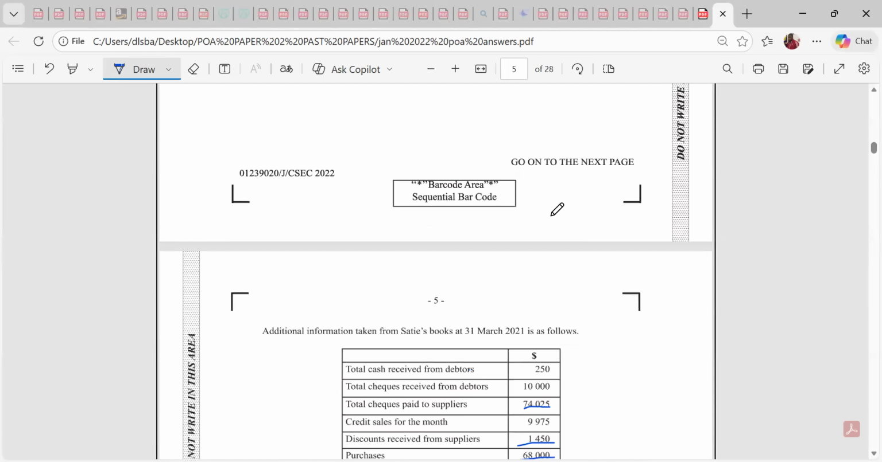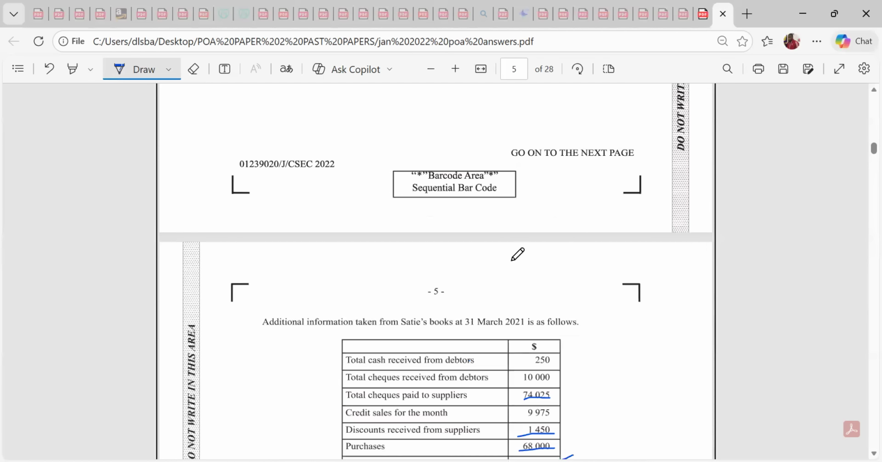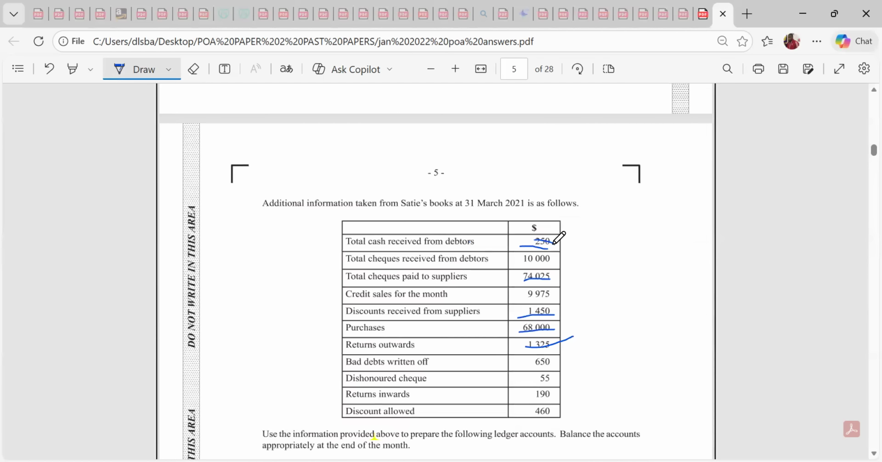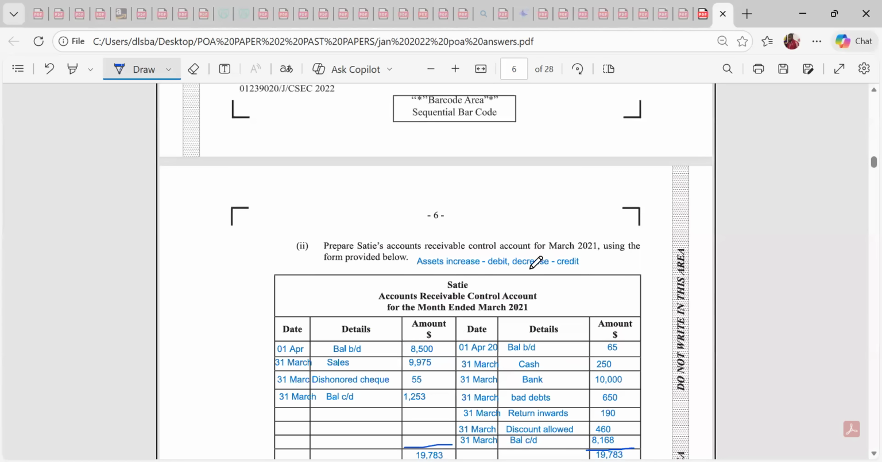Next one. All right, so we do this, we do this, we do this. Bad debts written off, 650. If I write them off as a bad debt, do they owe me more or less? If I say, all right, I'm not going to collect from this person again, do they owe me more or less? Less. So I record it on the credit side. Bad debts, 650 on the credit side.